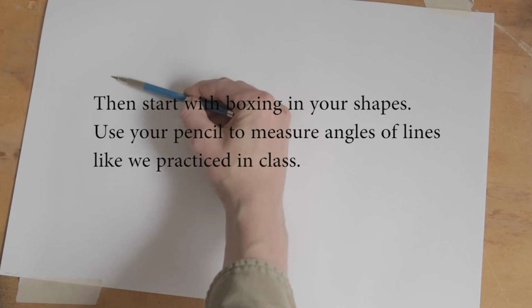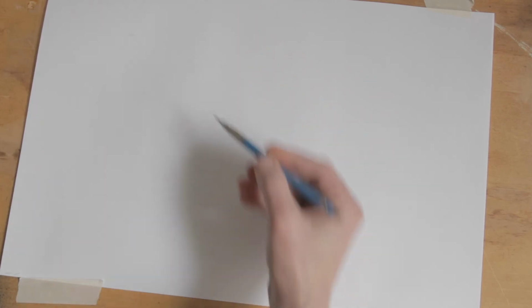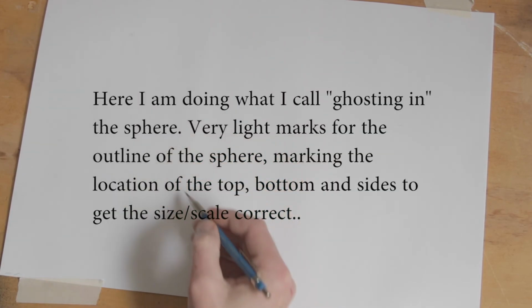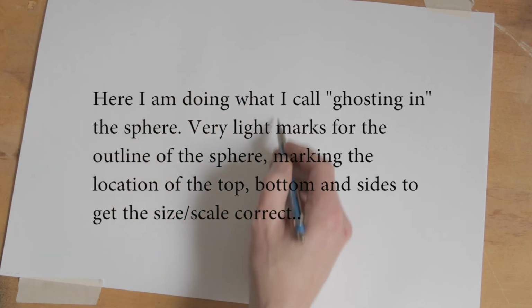Then we'll start boxing in our shapes. Just find our angles like we learned in class using the pencil. Lightly drawing our lines so we can easily erase them when we make errors.